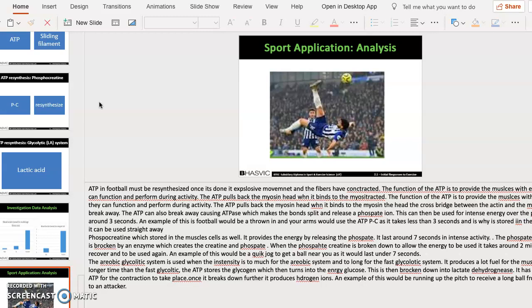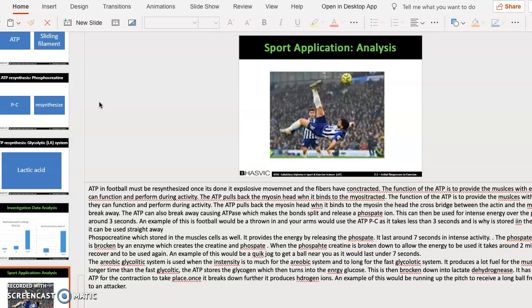The function of the ATP is to provide the muscles with energy so they can function and perform during activity. The ATP pulls back the myosin head when it binds to the myosin head. The cross bridge between the actin and myosin will break away. The ATP also breaks down through ATPase, which makes the bond split and release a phosphate ion. This can then be used for intense energy over a period of around 3 seconds. An example of this is when a thrower uses the ATP system, as the throw takes less than 3 seconds, and ATP is stored in the muscle cells, so it can be used straight away.